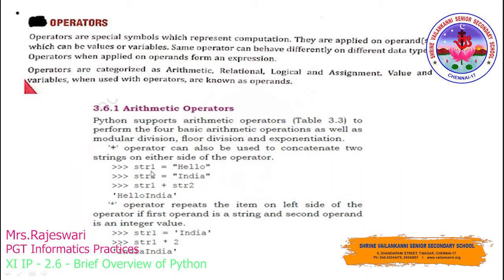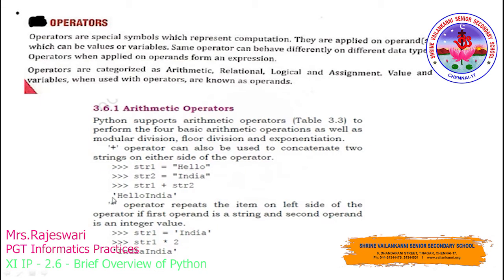See here, string 1 equal to hello is given for string 1. For the other variable they have provided India. And if I wish to add these two strings, what I have to do is string 1 plus string 2. If I give that, what will happen? Hello India will be displayed together as a string, which means I'm concatenating. So when you use the plus operator to add two strings together, that is called concatenation. And for the multiplication operator, you will use the asterisk symbol.